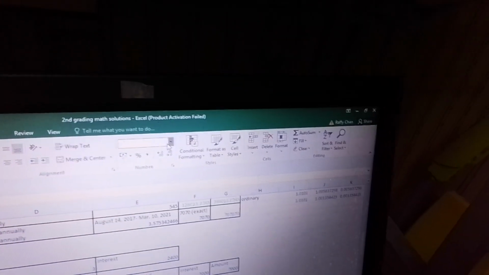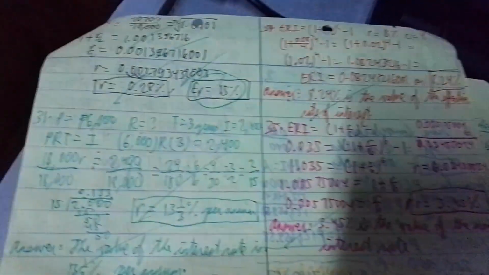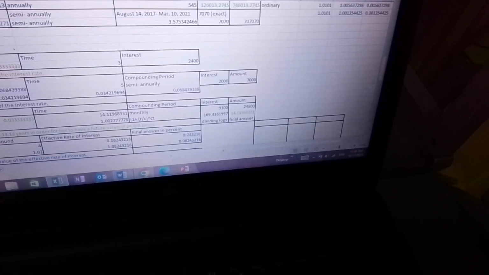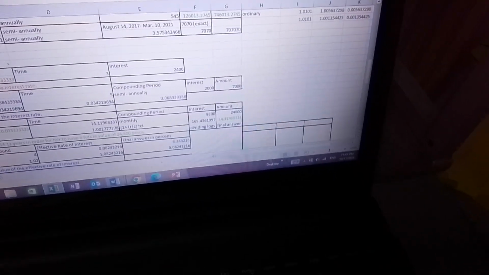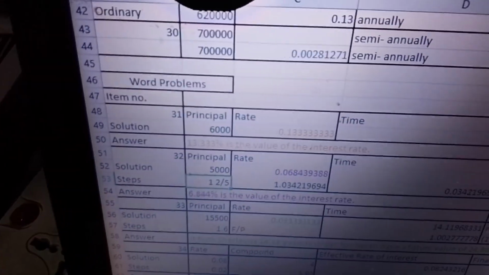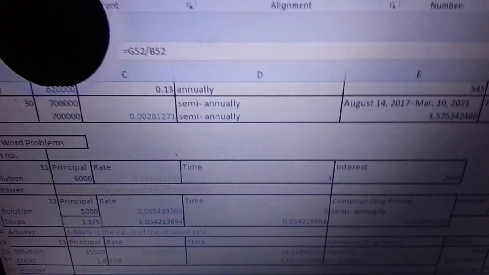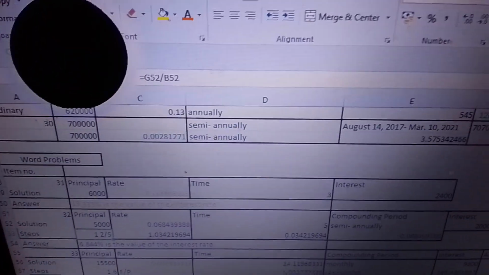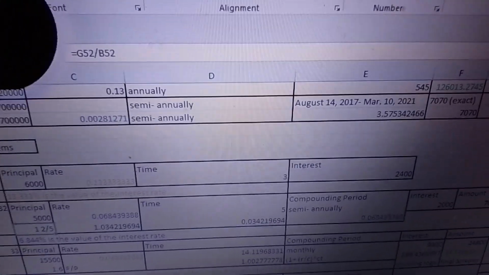Wait lang ha, click this one. Sige, mamaya na. Okay? And then the next step is, ano to? I convert that to fraction. Diba? So, when I convert that to a fraction, it's 1 and 2/5. Yan. Diba? And then the next step is this. From this answer that I got here, we get this answer.